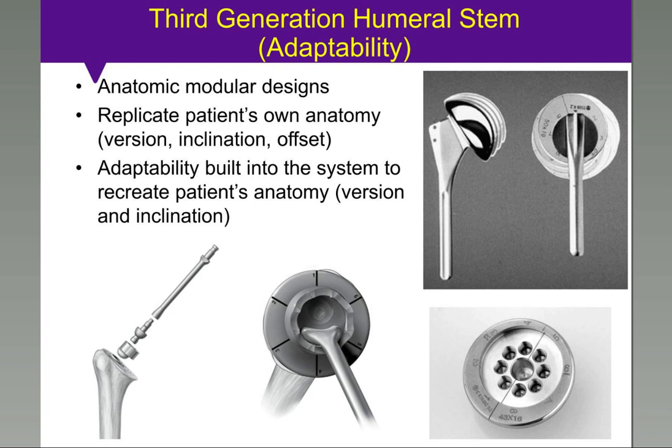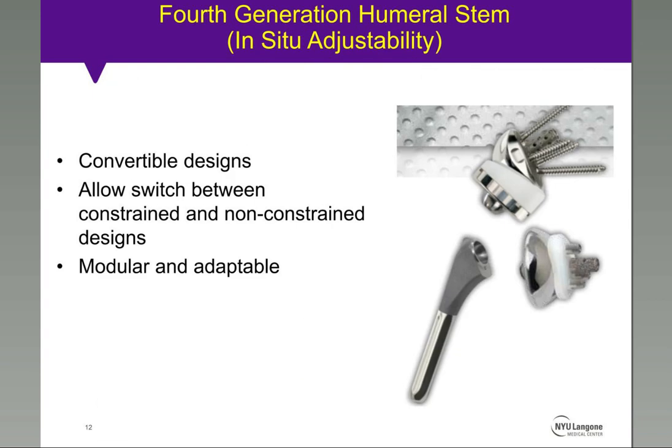With the advent of reverse total shoulder arthroplasty, fourth-generation stems were introduced. These convertible stems allow converting an anatomic to a reverse system without taking out a well-fixed stem.